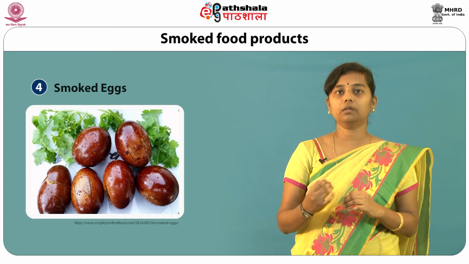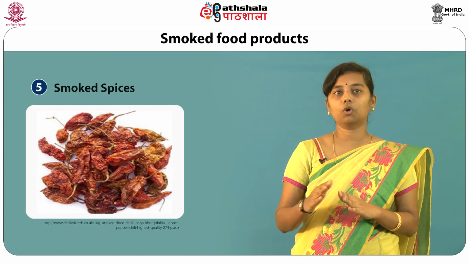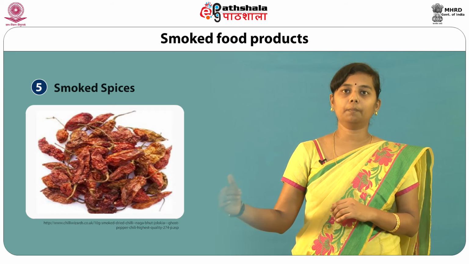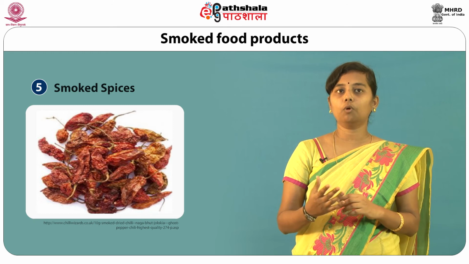A wide range of smoked spices and herbs are also available in the market. For example, chili peppers are dried and smoked over an oak fire, then ground into a fine smoked paprika powder. These smoked chili products add a powerful smoky aroma to the dish and yield a dark red color.